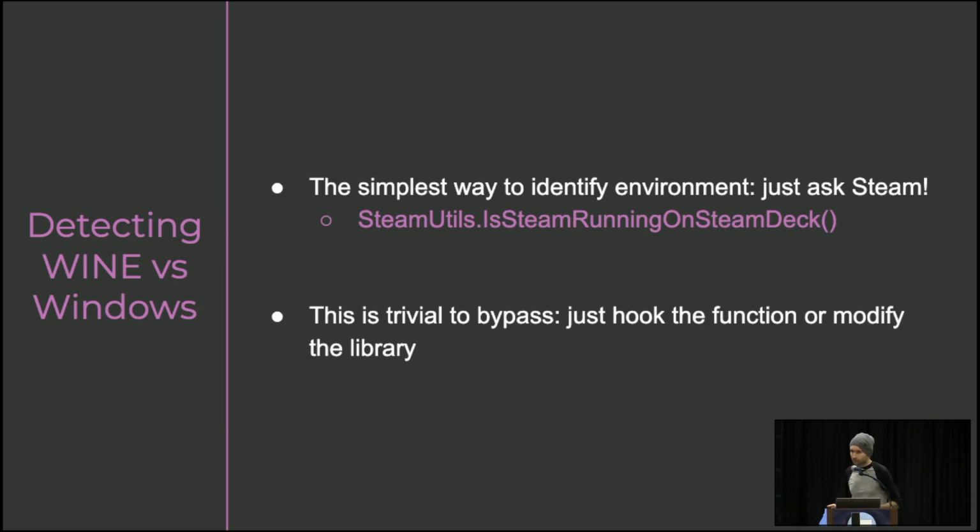But because this is just a function within a third-party library, this is trivial to bypass. You just hook the function, modify the library, whatever you need to do to make it lie. So this is not a reliable method at all.